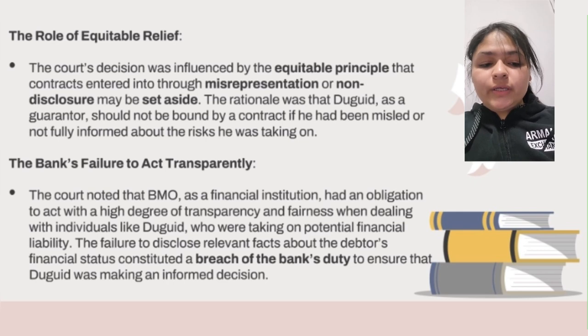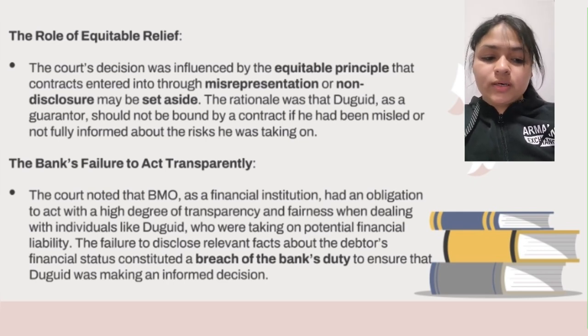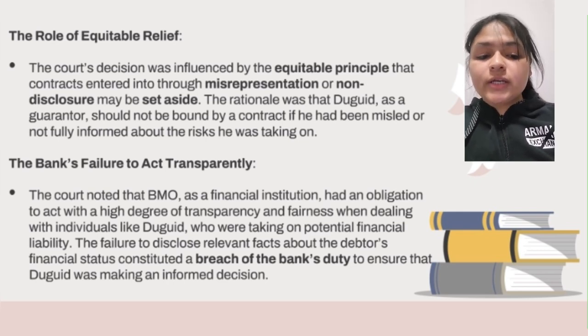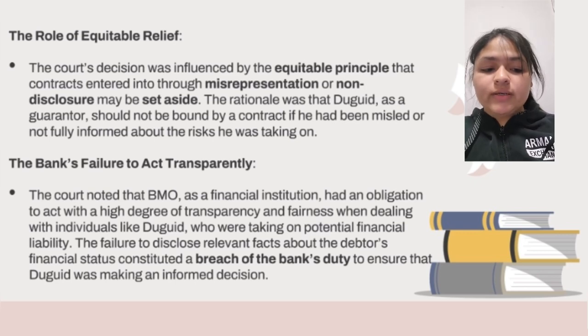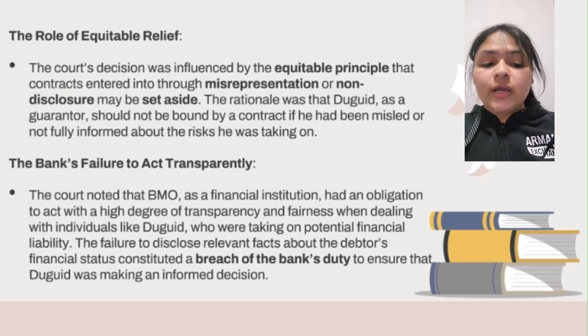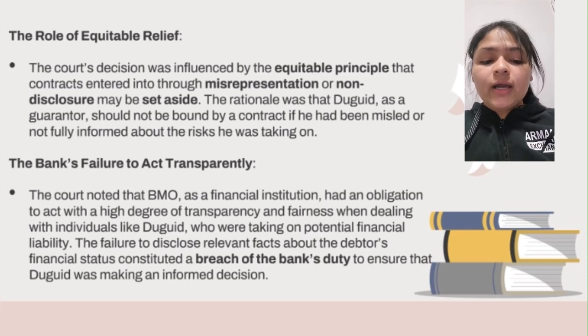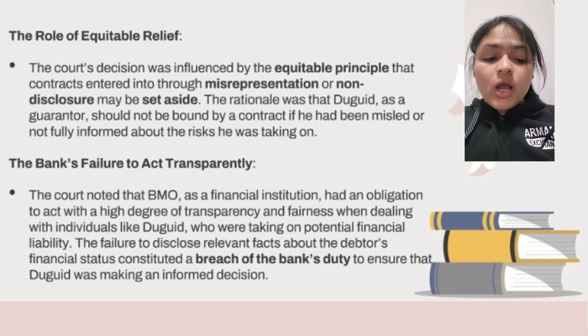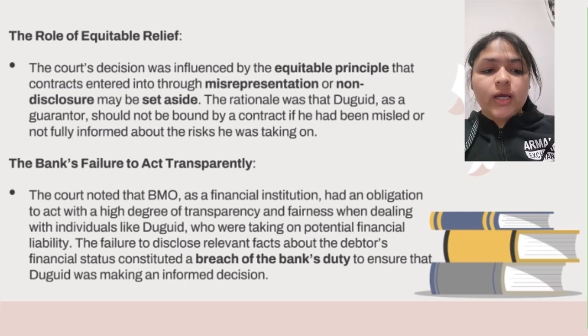Another point is the material information and BMO's omission. The financial condition of the primary debtor is considered essential information that must be shared with guarantors. In this case, BMO failed to disclose the debtor's poor financial state, which was crucial for Duguid to properly assess the risk he was taking on.